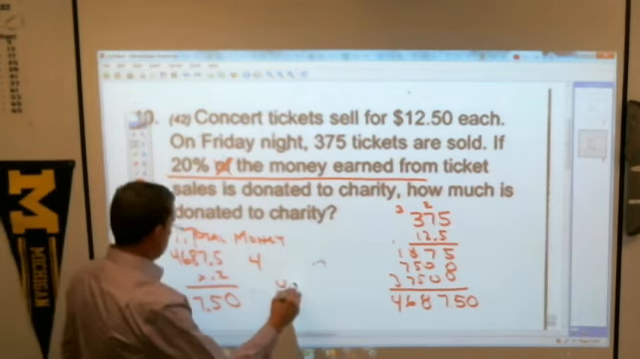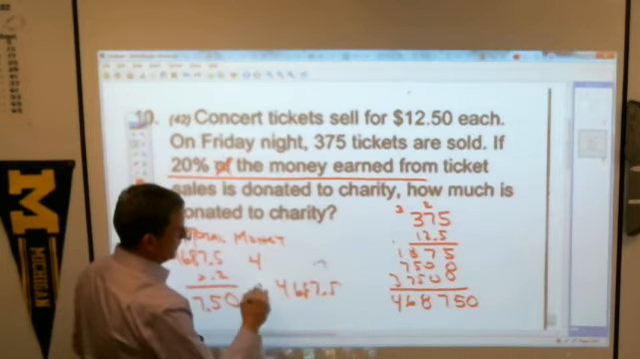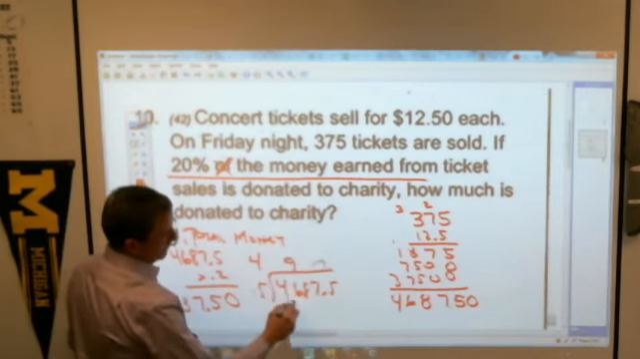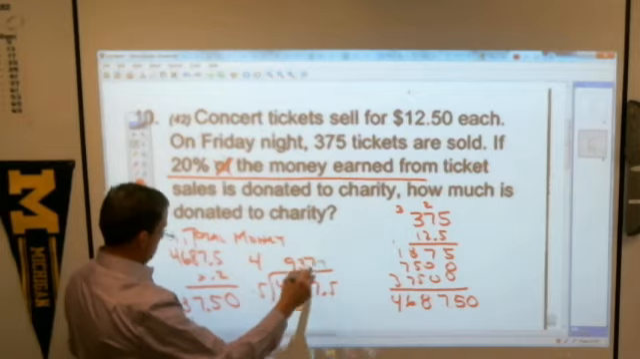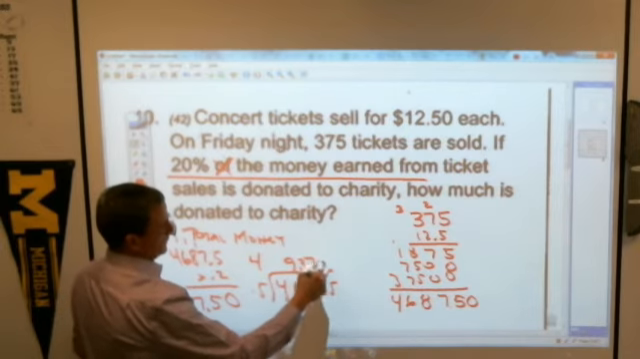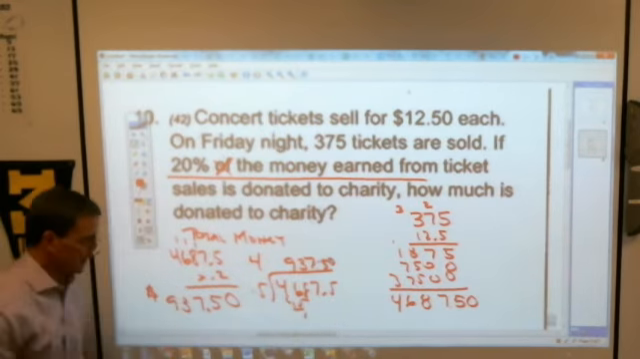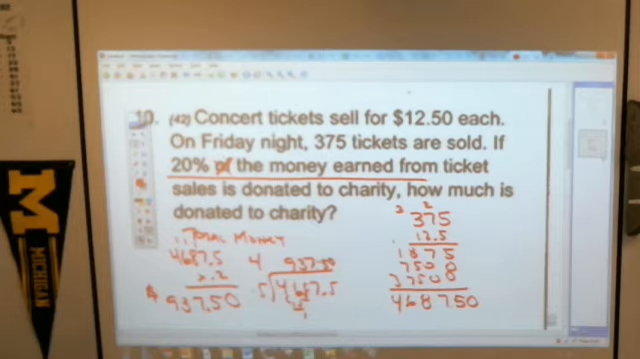And just for fun, let's do the 4687.5 divided by 5. I don't know if that worked out, I just kind of pretended that it worked. But it should.